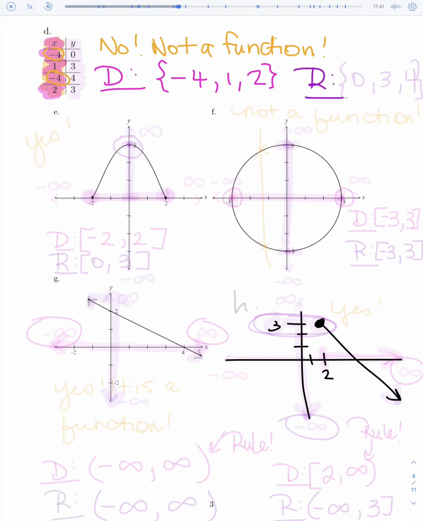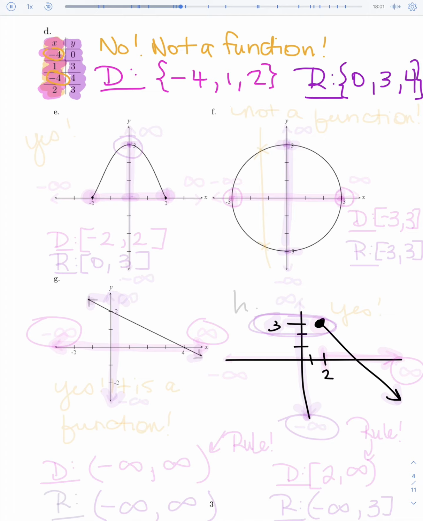Then I can move on to my range, which means I'm going to look at my y values. Well, my y values or options or possibilities are 0, 3, and 4. And again, I do not want to repeat the 3. And I'll put those in set braces just like the domain, and I am done.